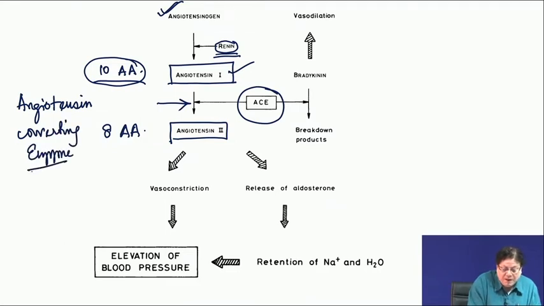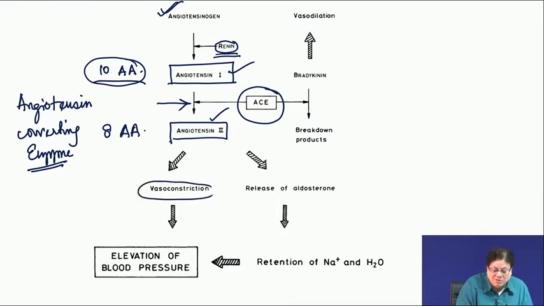Now, this angiotensin 2, which is obtained from angiotensin 1, is an 8 amino acid containing peptide. Now, it is basically a hormone. It has its own receptors, and it binds there, and what is the effect? What is the signal that it creates? When it binds to the receptor, it causes vasoconstriction. Vasoconstriction means your blood vessels become narrower.